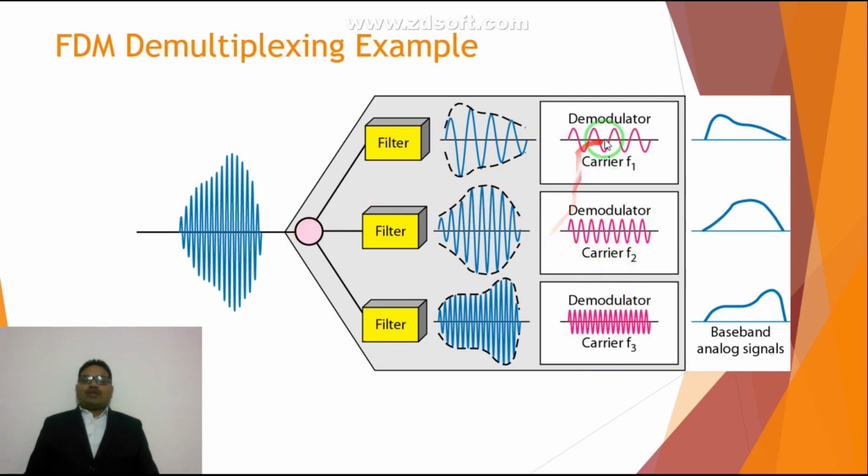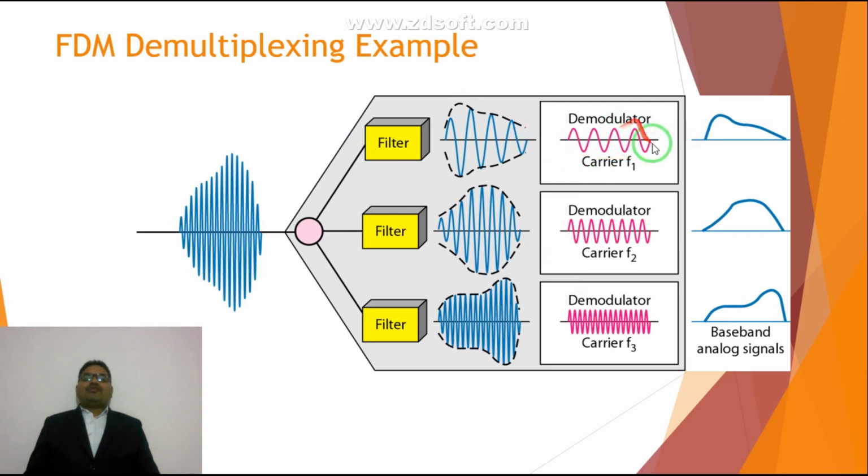So what is the demodulator going to do? See, these modulated waves are applied to the demodulator. The first demodulator is going to tune to carrier frequency F1, the second demodulator is tuned to carrier frequency F2, and this one to F3.